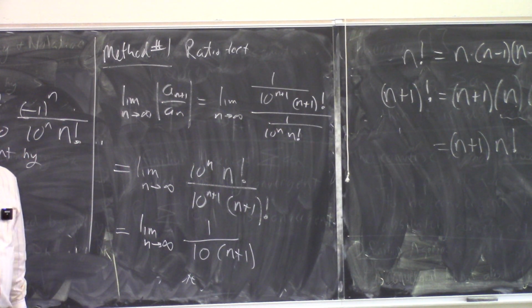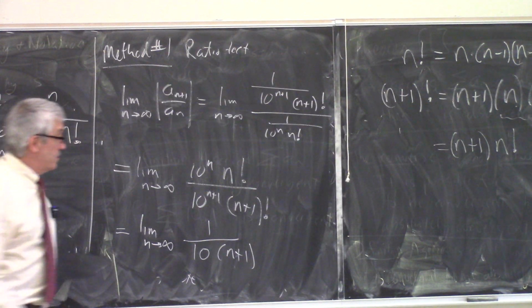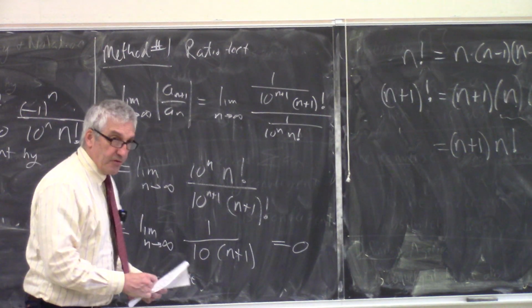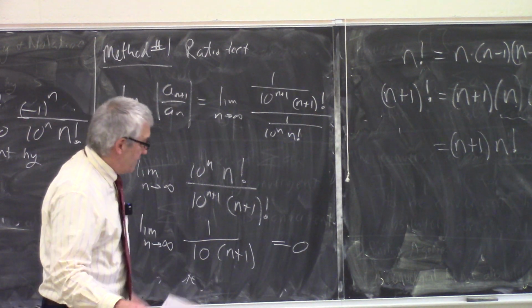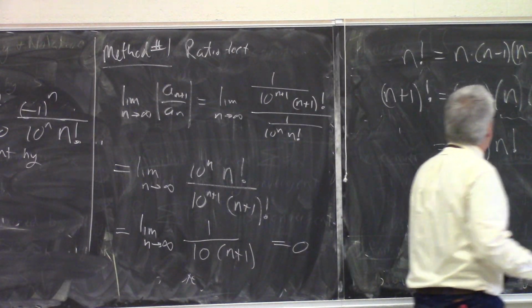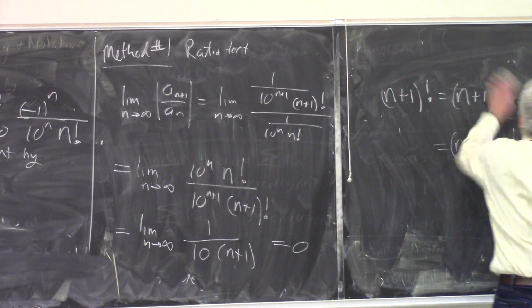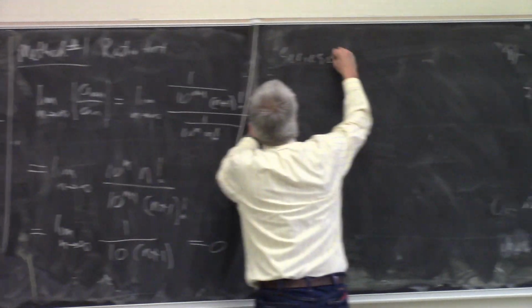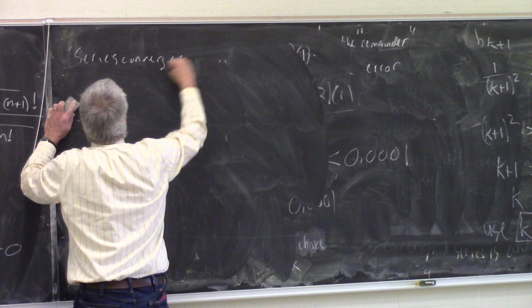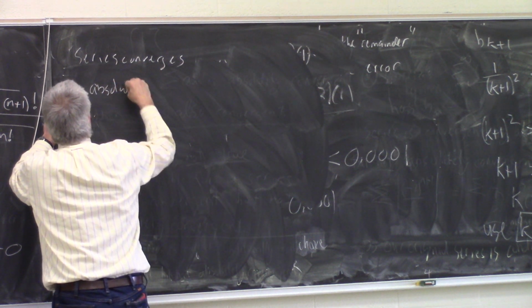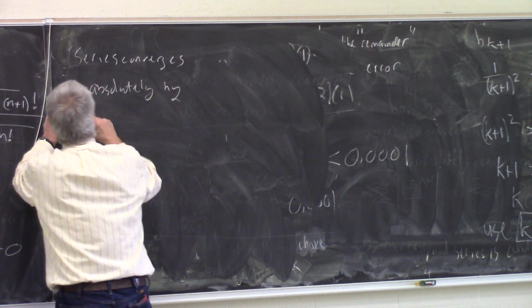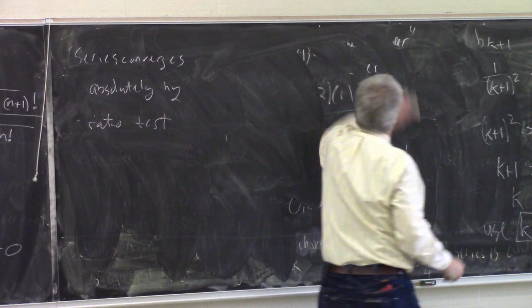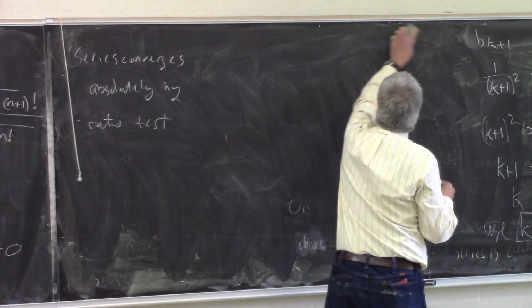Now, what's the limit of that as n goes to infinity? It's 0. So the limit converges, so the series converges absolutely by the ratio test. All right. That's method 1.